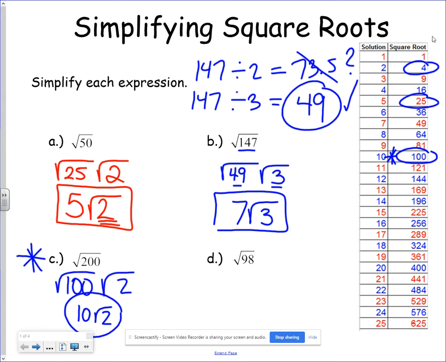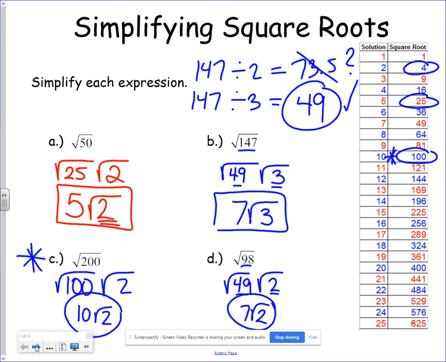98. The biggest perfect square that goes in 98, what is it? 49 goes into 98 twice. 49 times 2 is 98. The square root of 49 is 7, so my simplified answer is 7 square root of 2. So that's how you simplify radicals, okay?